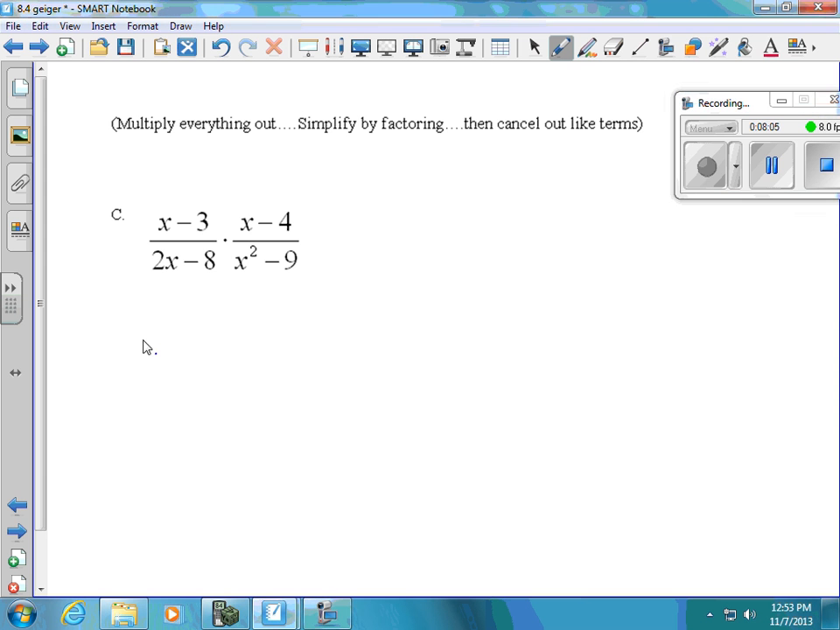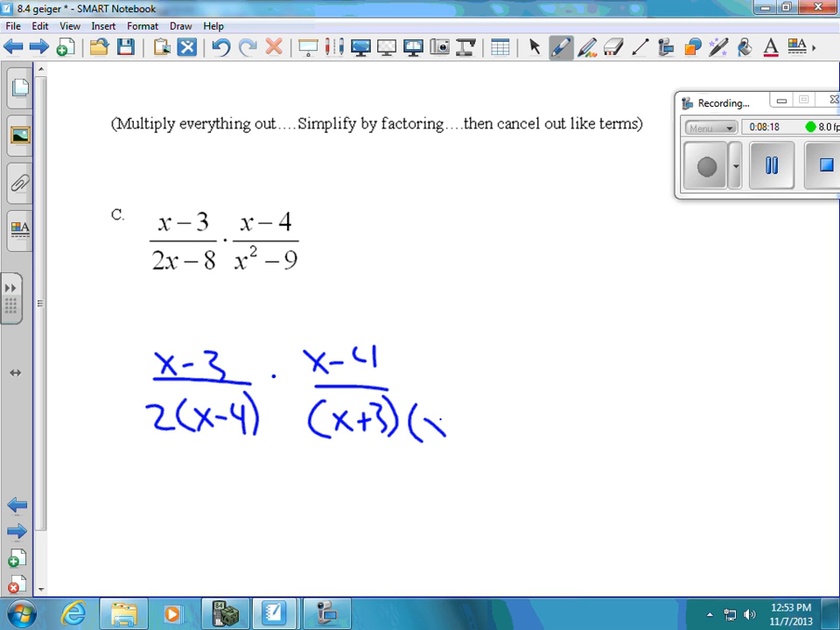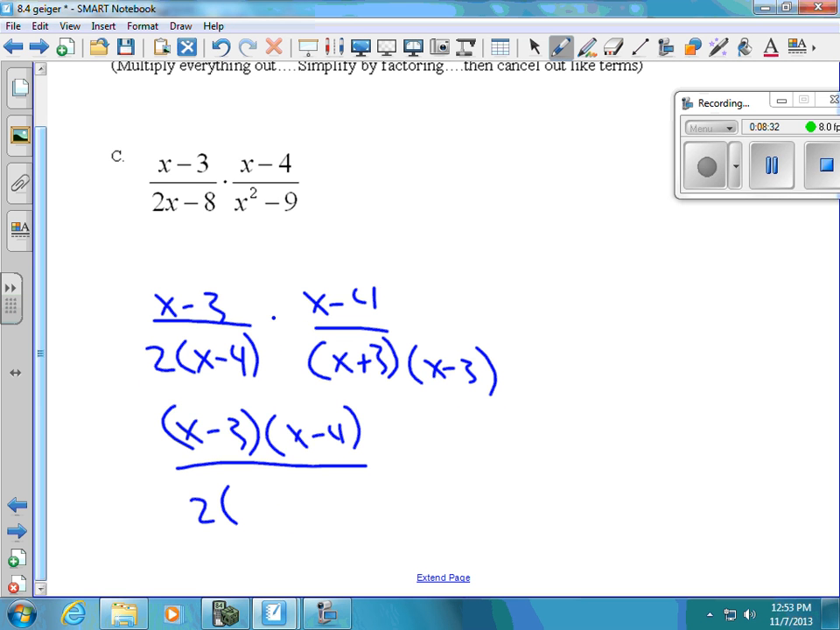Well, let's rewrite these parts. 2x minus 8, we can factor 2 out. We get x minus 4. And x squared minus 9, that's the difference of squares. X plus 3 and x minus 3. And now, we can rewrite this as all one fraction. So we just multiply across. X minus 3 over x minus 4 times 2 times x minus 4 times x plus 3 times x minus 3.